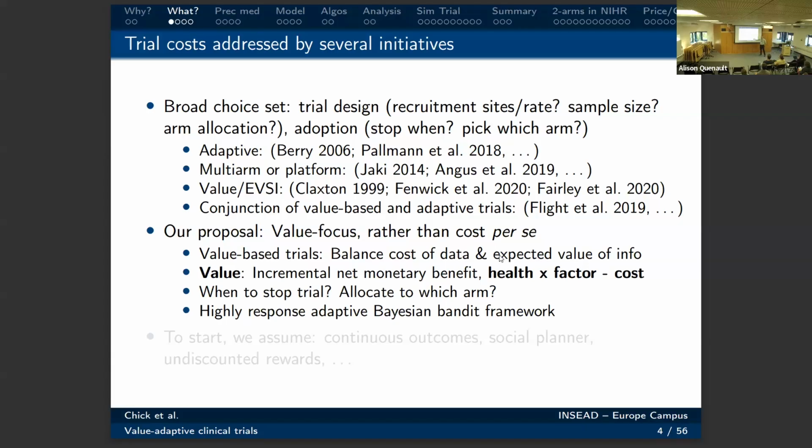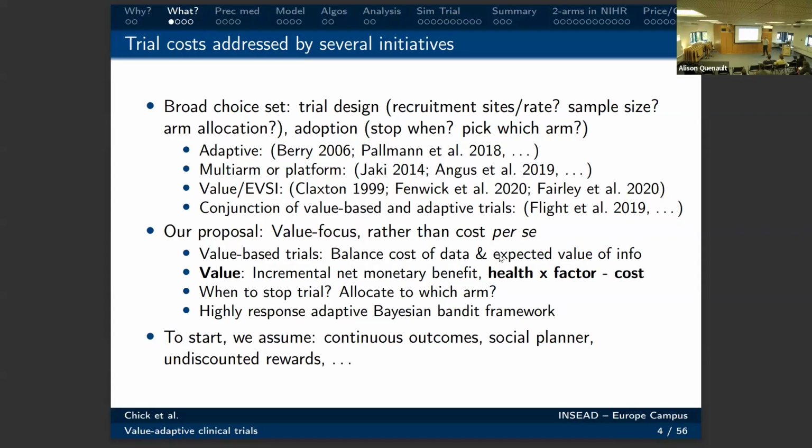So when do we stop the trial was the first question we asked in this series of work. To which arm do we allocate a patient would be the second question. And so we adopted a highly response adaptive Bayesian bandit model framework, where indexes will play a role, as you'll see. To start out with, we were assuming continuous valued outcomes because we're measuring qualities and we're measuring costs. So it's not really a 0-1 outcome type of story here.